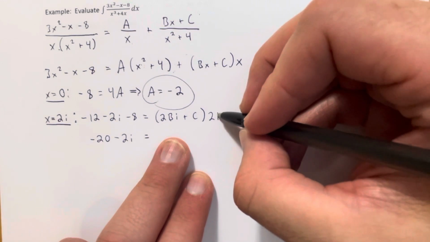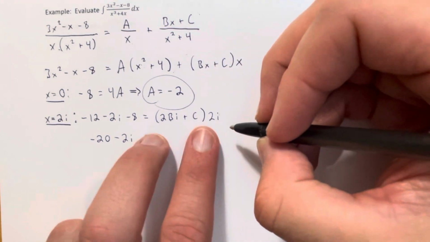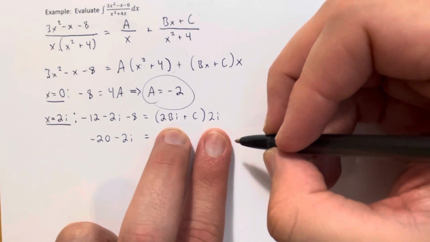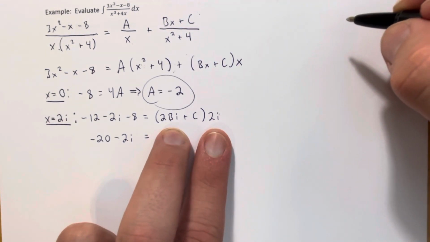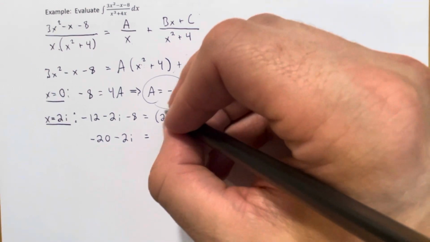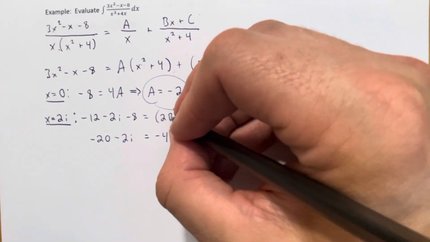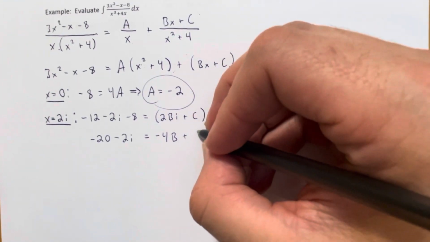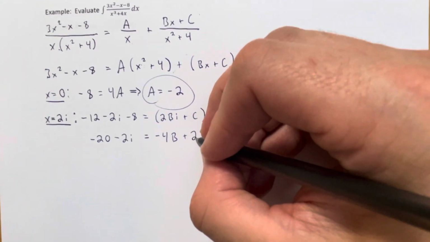On my right-hand side, if I distribute this 2i in, the 2 times 2 here becomes 4. The i times i here becomes i squared, which is the same as -1. So 4 times -1, this whole thing becomes -4b. Don't forget that the b is there. c times 2i. c is just some real number, so that becomes 2ci.